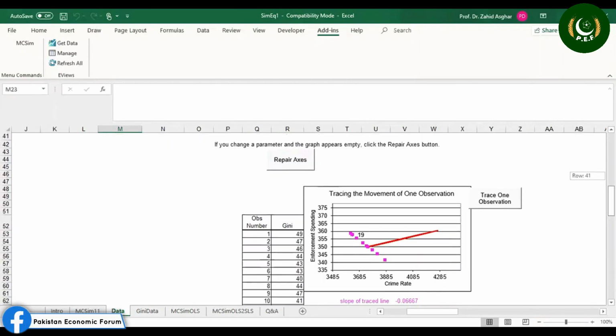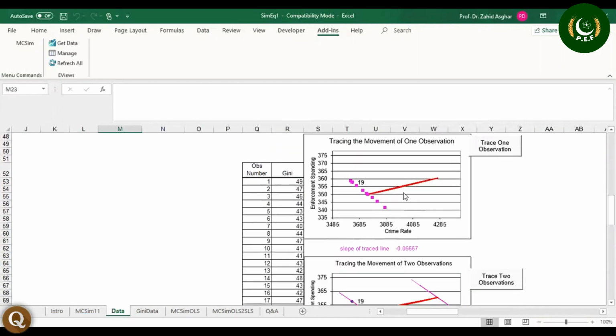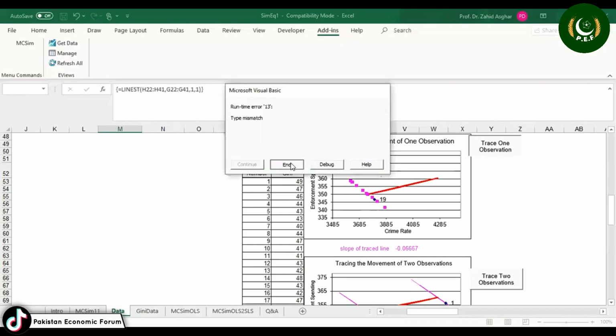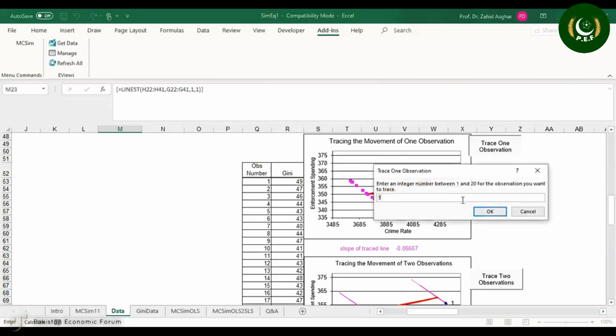So if you trace any single observation, you have here this Gini coefficient is basically sorted out. If you use the 19th observation and you trace this one observation, if I press F9, look here. So 19 is moving this way. And if you trace one observation, look here what happens. I'm now, instead of the 19th observation, going to trace the second observation. We need to give the observation number. I am going to write here 2.